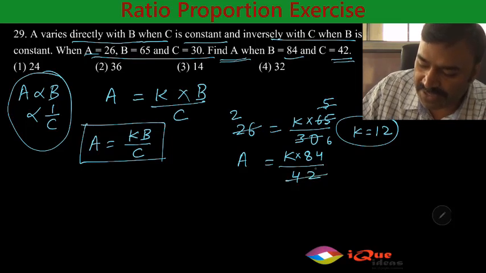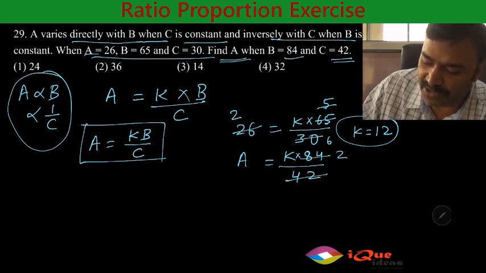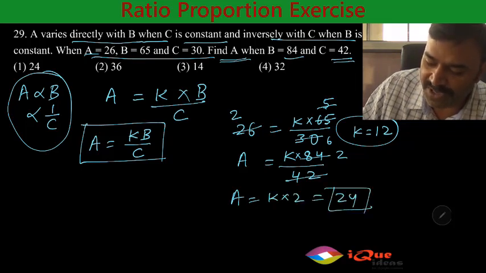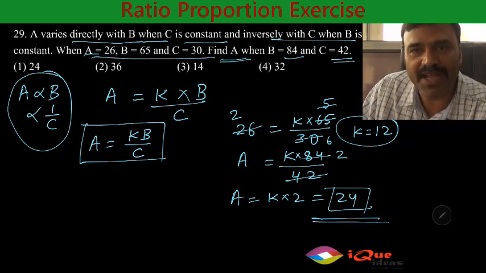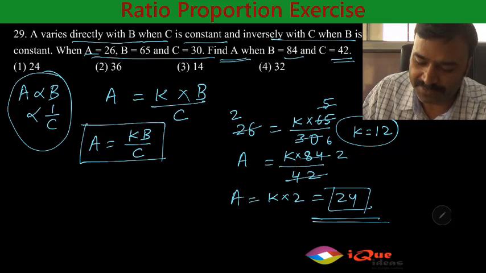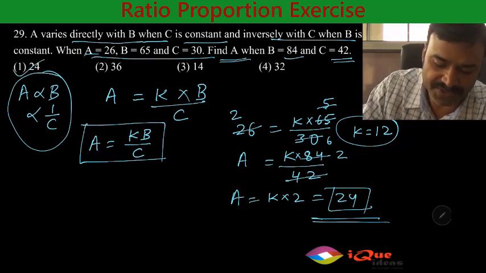And here 42 cancels 84 straight away 2 times. So the value of A will be equal to K into 2, and K is 12. So 12 into 2, that is 24. Alright. So whatever method you apply, this question is going to remain a very simple one. Okay. So it is 24. That is the first option.